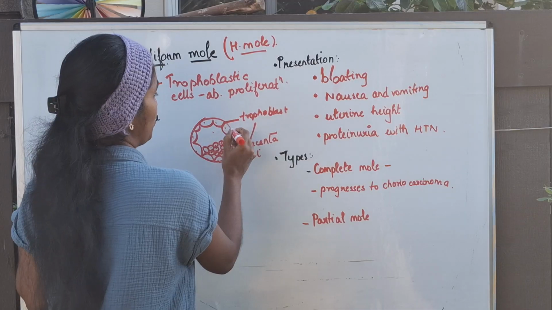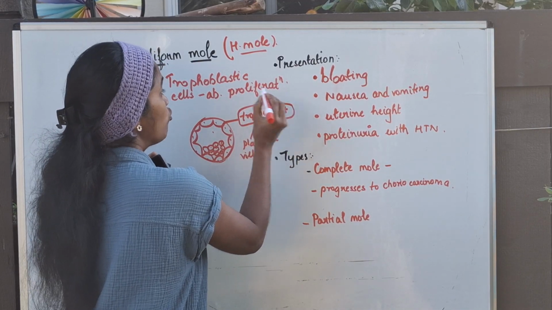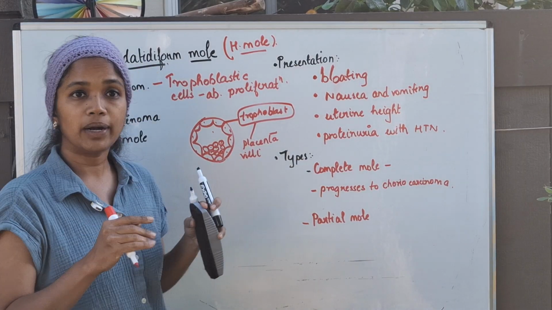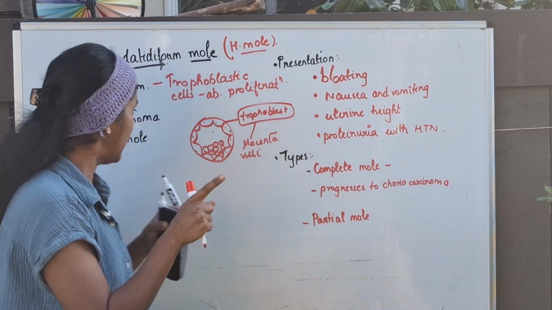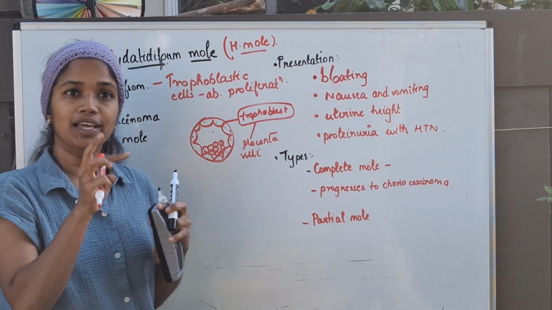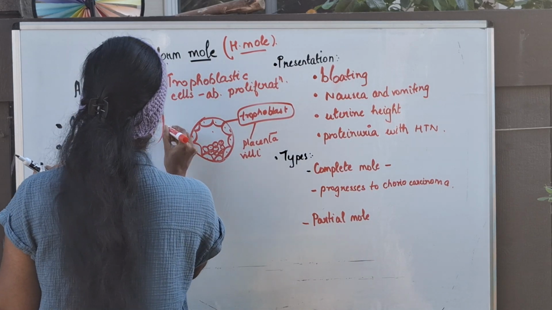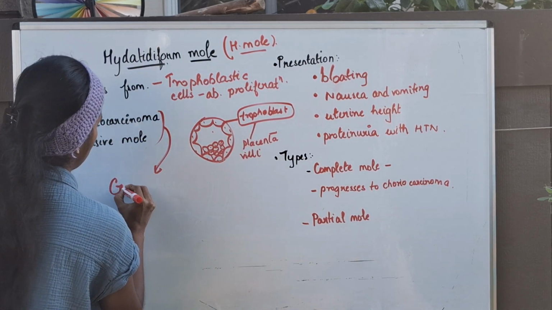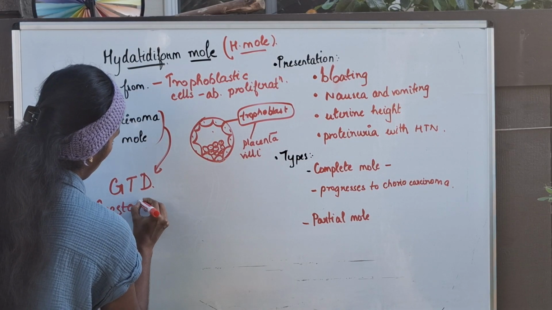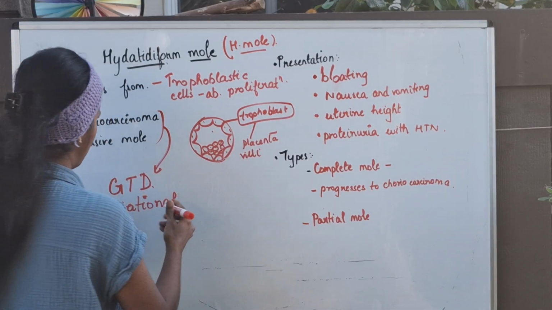So when these trophoblastic cells, after the zygote has been formed, undergo abnormal proliferation, that results in Hydatidiform mole. But along with Hydatidiform mole, you should know that choriocarcinoma and invasive mole, these three together, are known as gestational trophoblastic disease. It is abbreviated as GTD, and it is known as gestational trophoblastic disease because everything arises from the trophoblasts, which happens during the gestation.